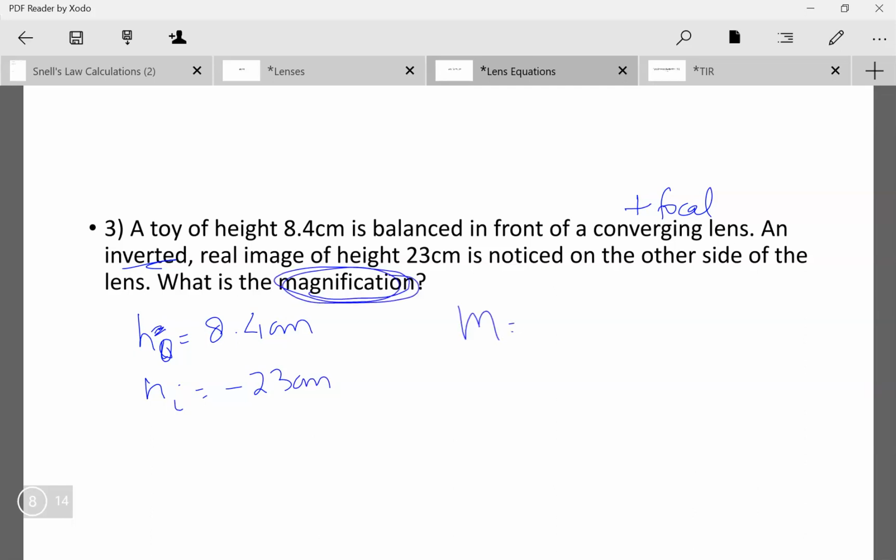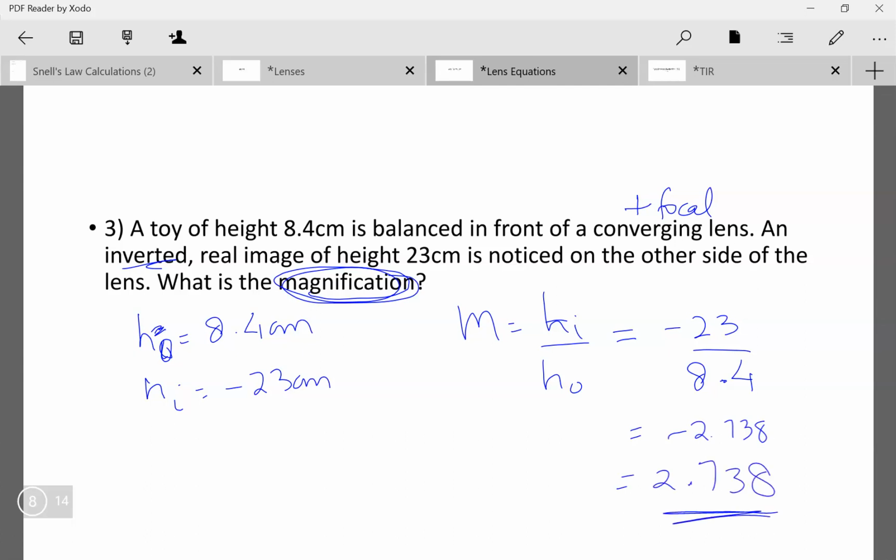So this is the case where, because it's an inverted image, we have to move the negative. The formula was originally HI over HO, and there was a negative with the DI over DO. But we're going to bring that negative over here. Alternatively, if you don't want to remember to bring the negative, that's fine. HI is just negative 23. HO is 8.4. 23 divided by 8.4 should be negative 2.738, but we're just going to make magnification a positive number, positive 2.738.